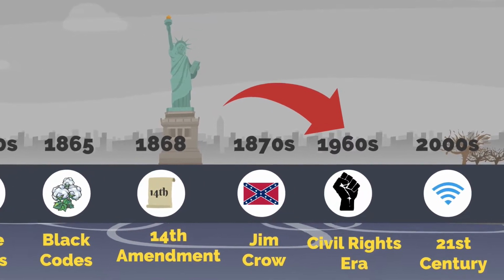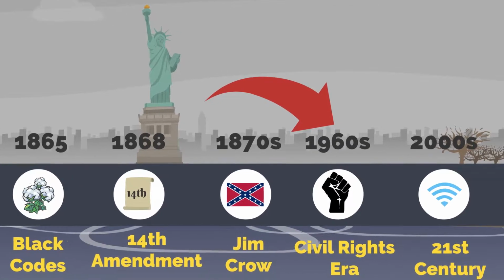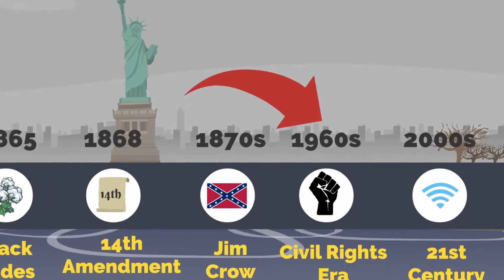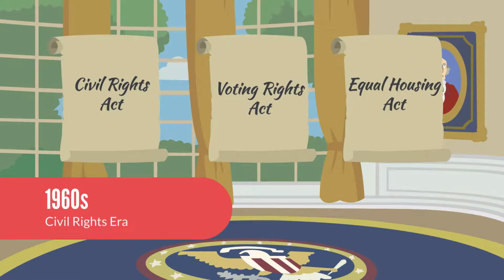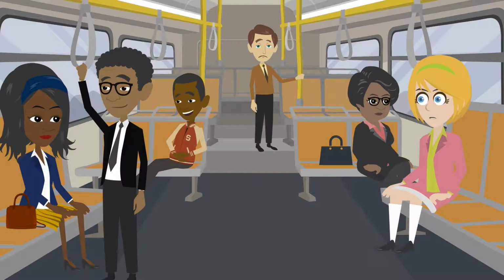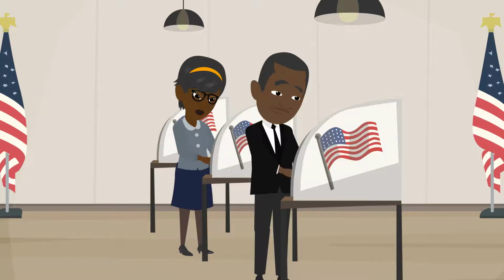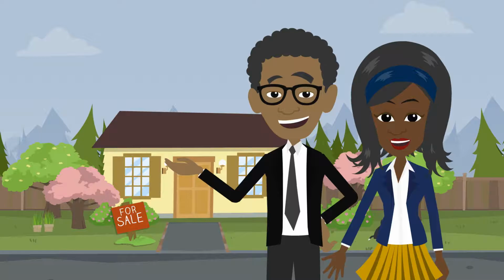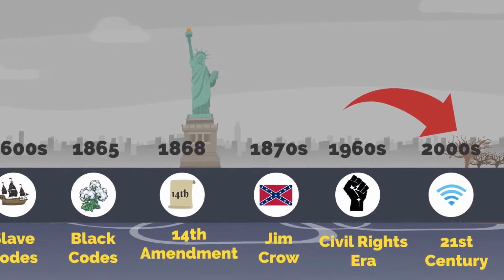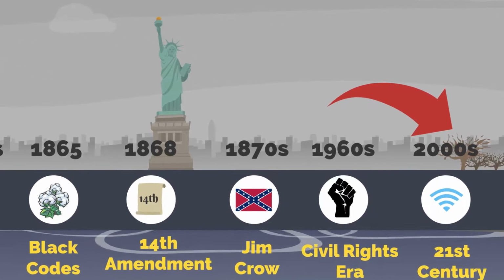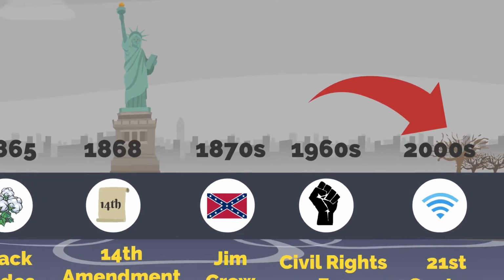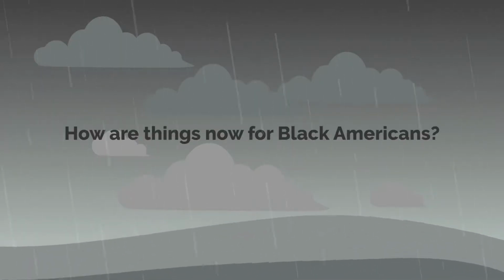Finally, in the mid-1960s, several federal laws were signed to end the Jim Crow era. These laws included the Civil Rights Act, the Voting Rights Act, and the Equal Housing Act. These laws did some important things. They stopped legal segregation, they gave Black people full voting privileges, and they gave them a more equal opportunity to buy property. Now we're in the 21st century, 150 years after U.S. sanctioned slavery ended. How are things now for Black Americans?